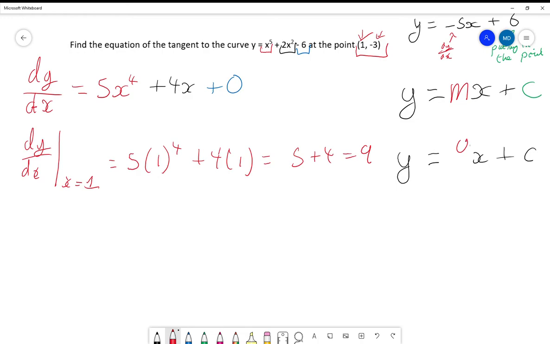Terribly drawn 9. Let's do that again. There we go, much clearer. 9x plus c. And now we want to find out what that c value is. So we plug in the point 1, -3, because it's a tangent, and because it's a tangent, it has to go through the shared point, 1, -3.